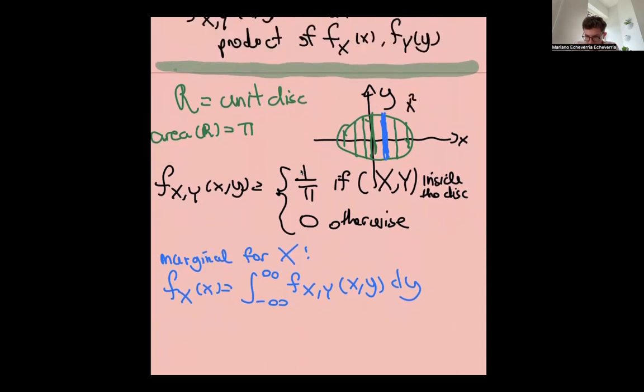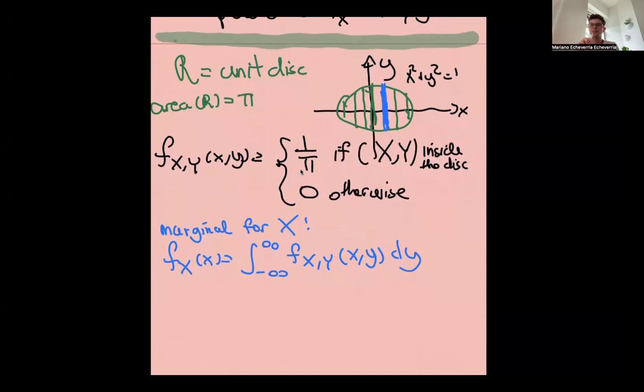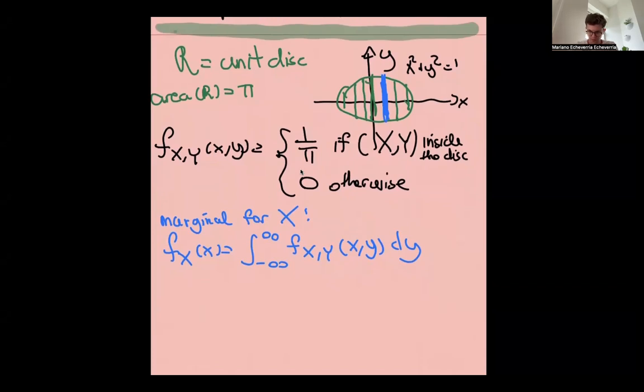Now remember, the equation of the unit circle is x squared plus y squared equals 1. And so this thing will be 0 unless you are inside the disk. So you have to find the bounds for y that put you inside the disk. So again, think of this as a double integral. This is how you would set up the double integral in Cartesian coordinates for the unit disk. I'm doing it here fixing the value for x, so I'm using this order, dy dx, if you remember what that was.